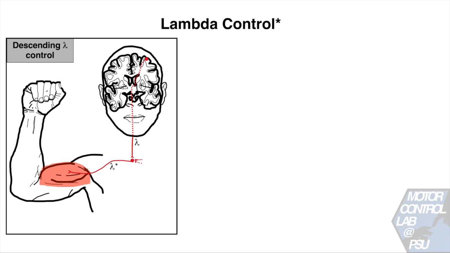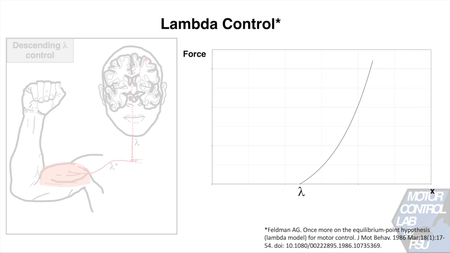Before we talk about how Parkinson's disease changes the stability of action, we need a normative account of action. The motor cortex encodes a lambda, which is the threshold of the tonic stretch reflex, and relays that to the muscle. Here's lambda. On the x-axis we have position, and on the y-axis we have force. Lambda is the threshold of the tonic stretch reflex. Below lambda, there is no force. Above lambda, there is muscle force produced.